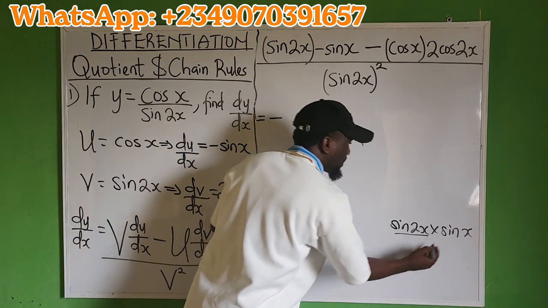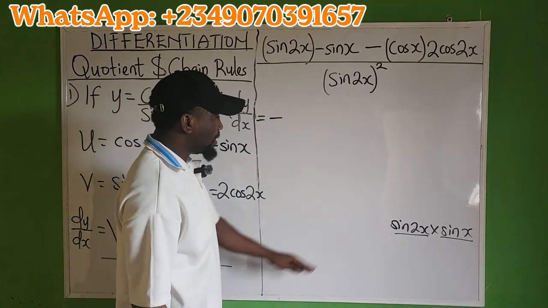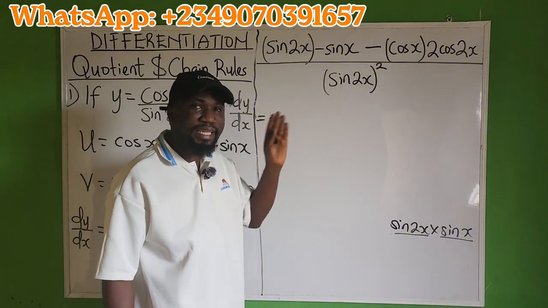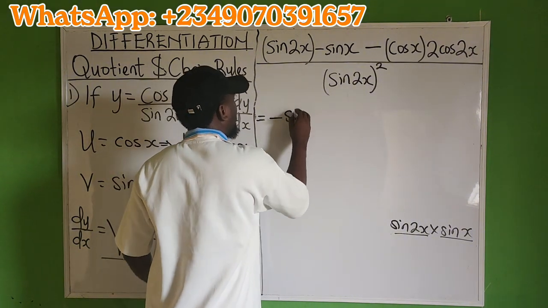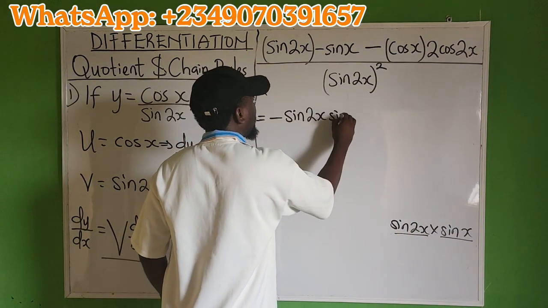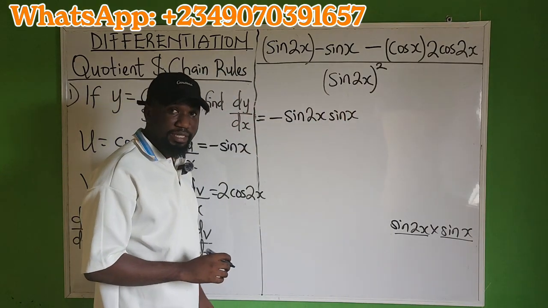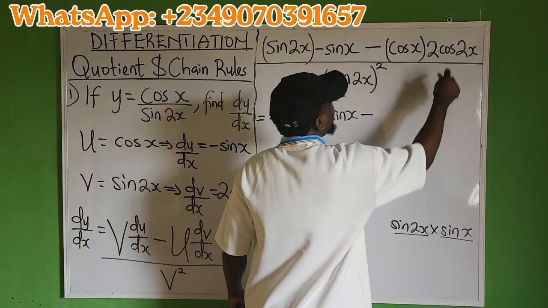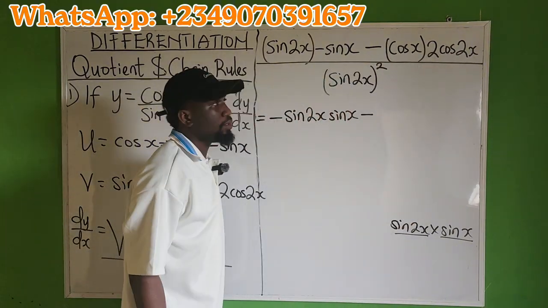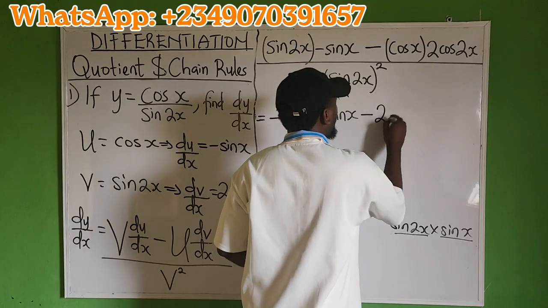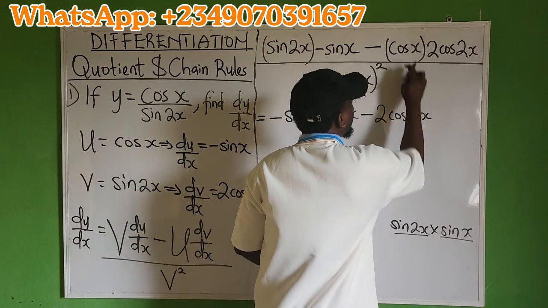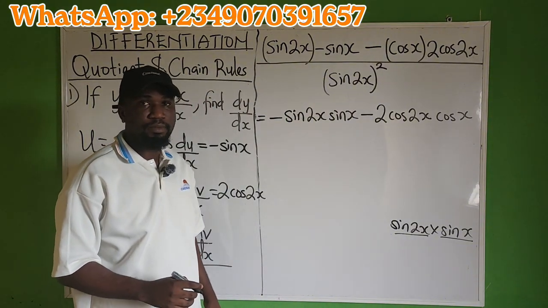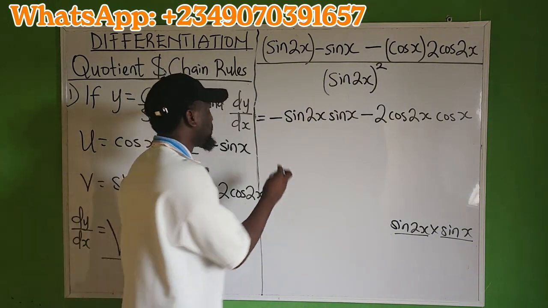This function here is different from this. So sine 2x multiplied by sine x is going to give you sine 2x sine x. So that will give us sine 2x sine x. Is that taken? Alright. Then minus, we have cos x multiplied by 2 cos 2x. In this case, we're going to have 2 cos 2x, then cos x. I believe you understand. All right.